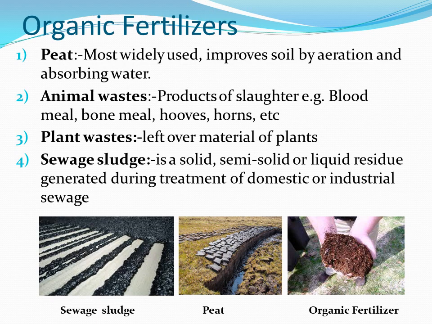Now, animal wastes. Animal wastes are the products which are obtained after the slaughter of the animal. For example, its blood, bones, hooves, horns. And then is plant waste. Plant wastes are the leftover material of plants. Then is the sewage sludge. Sewage sludge is a solid, semi-solid or liquid residue which is obtained after the treatment of domestic or industrial sewage.